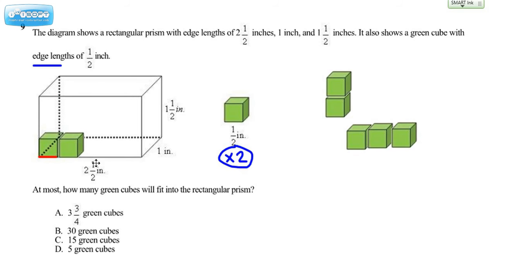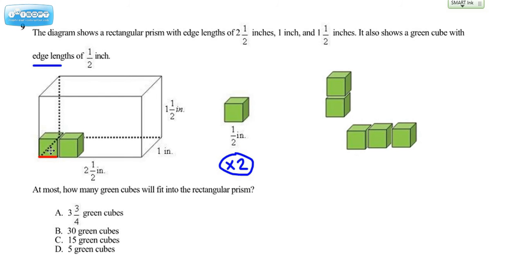So that means if we take each of the dimensions, if we take 2.5, we take 1, and we take 1.5, and we multiply all of them times 2, that should give us the dimensions in the green cubes, or the 1/2 inch cubes. Now, that might be a little bit over your head, so let's just look at the image of it.